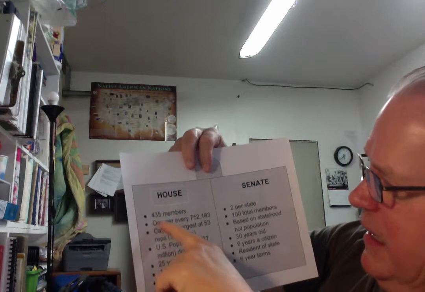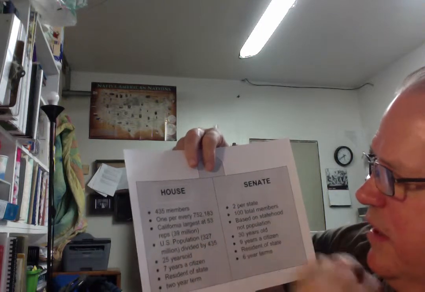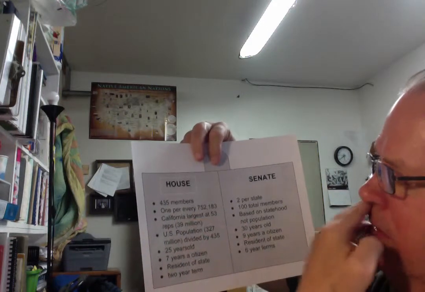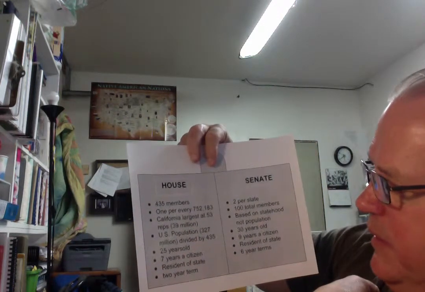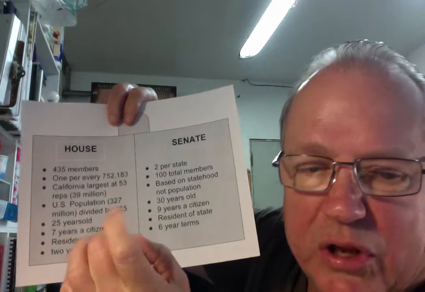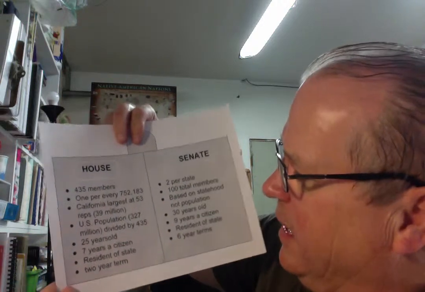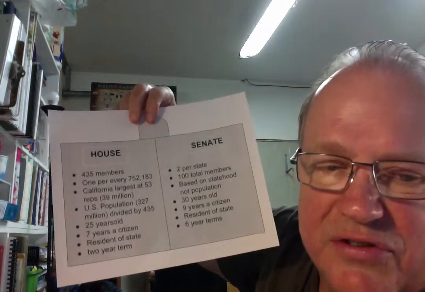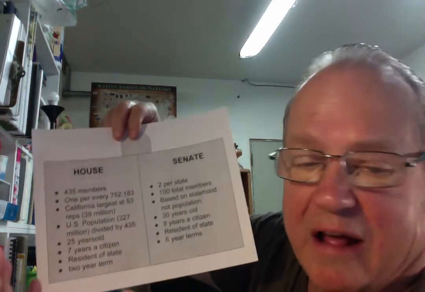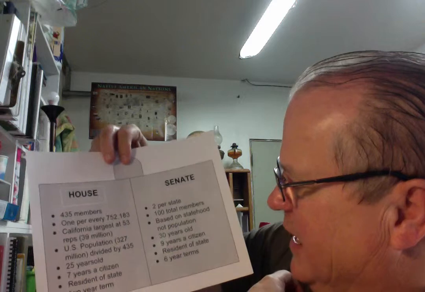Now, today, they represent 1 for every 752,183 people that you have. So California is the largest, so it gets 53 reps because it has 39 million people. That's why some states could actually be gaining in population but lose representation in the House, because they may not be growing as fast as other states. That's why a state like Oregon might have 3 or 4 reps in the House, maybe 5. California has its 52. Okay, so the Senate's based on statehood.